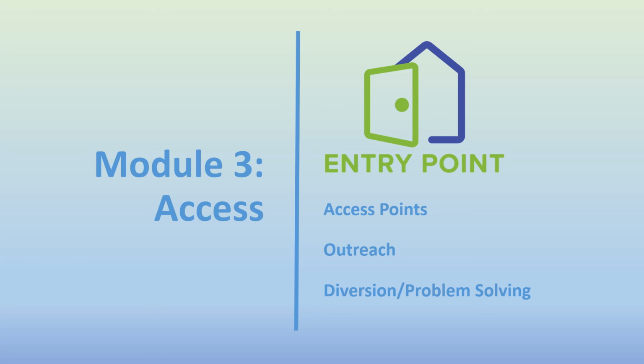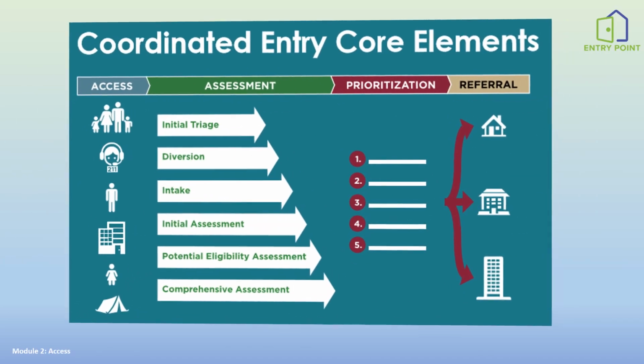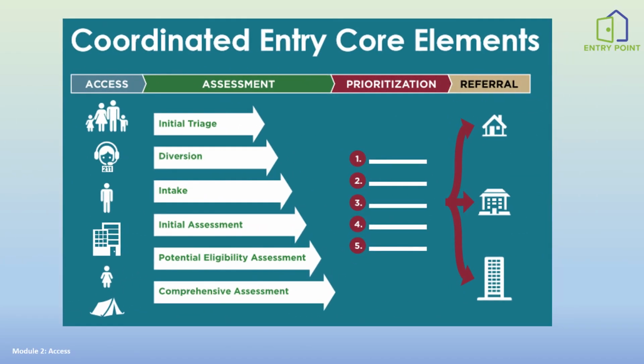Welcome to Module 3. In Module 3, we will discuss access to entry point services. As a reminder, coordinated entry has 4 core elements: access, assessment, prioritization, and referral. This diagram from HUD's Coordinated Entry Guidebook demonstrates how coordinated entry's core elements might relate to one another.